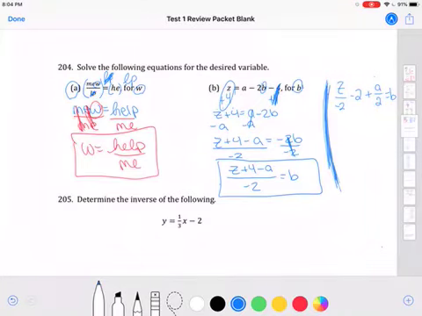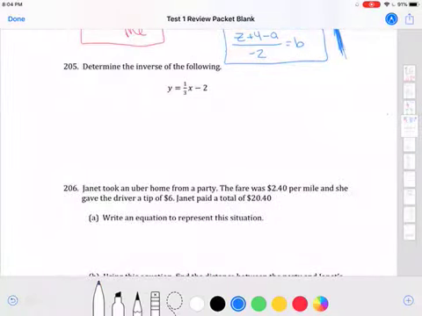I think that looks a heck of a lot uglier than what we boxed in, but it is absolutely correct if you wanted to simplify that, 4 divided by negative 2. But don't do it unless you want to. All right, 205. Determine the inverse of the following.